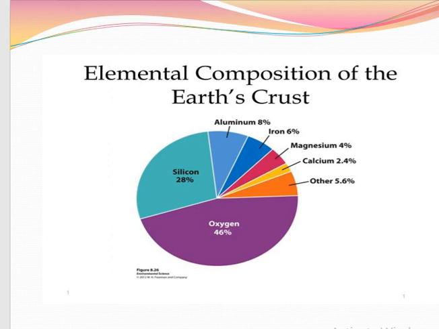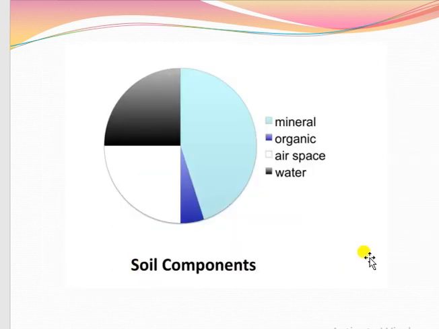The silicon, that is 28% in the crust, the actual percentage is 27.72%. That is the actual percentage of silicon. Okay, this is all about elemental composition of earth crust. Then let us study in brief the major components of soil. What are the major components of soil?